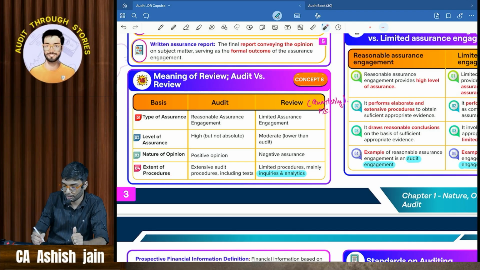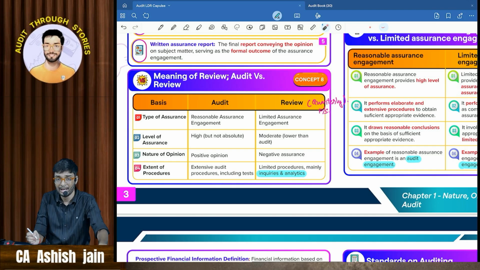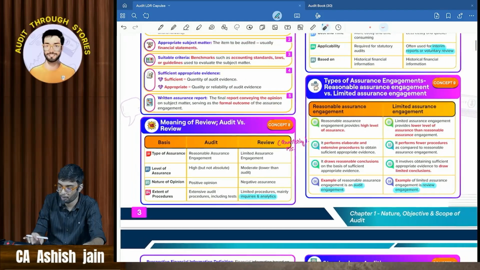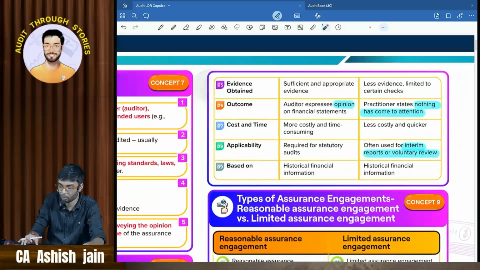Extent of procedure: you can see extensive audit procedures have to be performed in an audit, like test of control, test of detail, substantive analytical procedures, everything has to be done in audit, whereas in case of review only limited procedures like inquiry or analytics have to be done. Okay, so these are all the 4 differences which you have to remember.